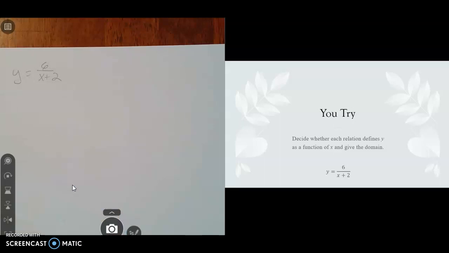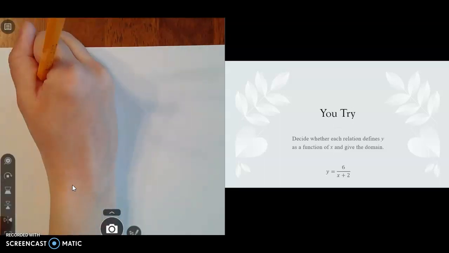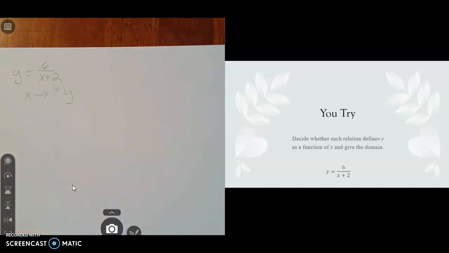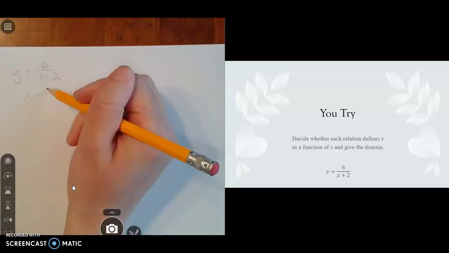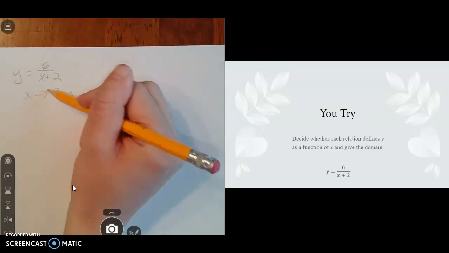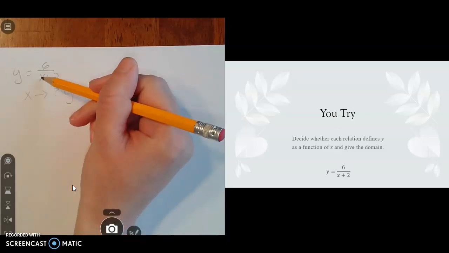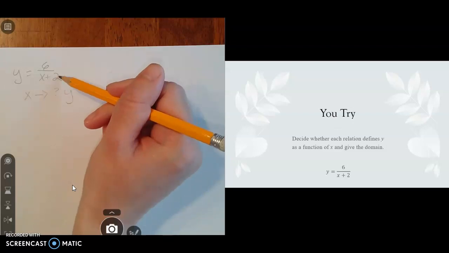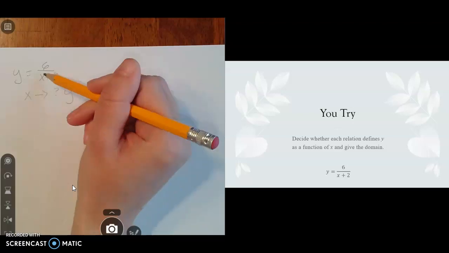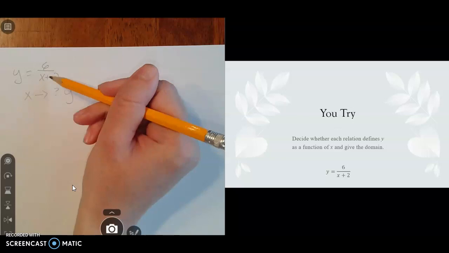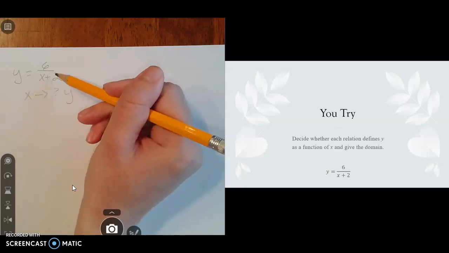If it's a function, what we want to know is for every x value that you input, how many y values are you going to get? Are you just going to get one, or could you possibly get more than one? For every x value that I input, thankfully all of the operations are on the same side with the x, which is perfect. Every x value that you put in, you're going to add 2 first. Well, adding 2 still gives you just one number. And then once you get that, you'll do 6 divided by that answer, which again would just give you one number.